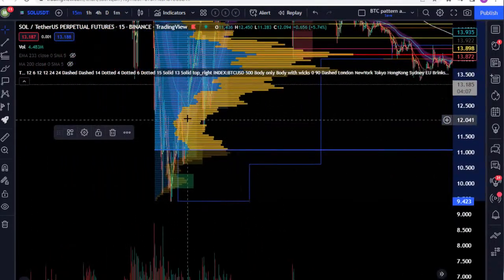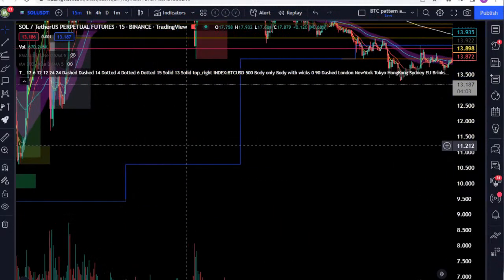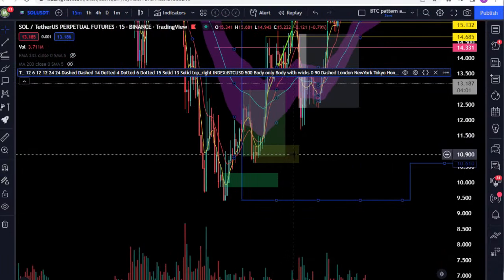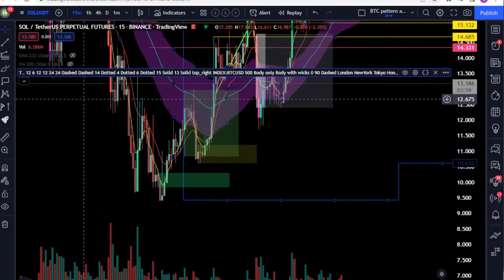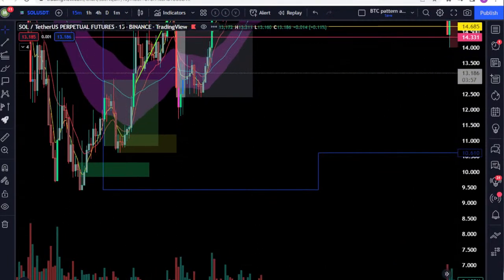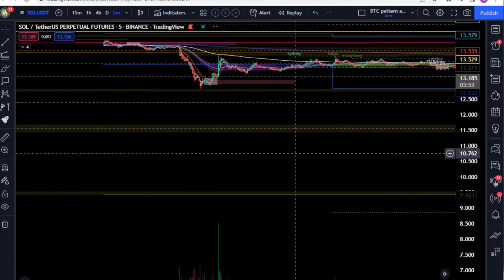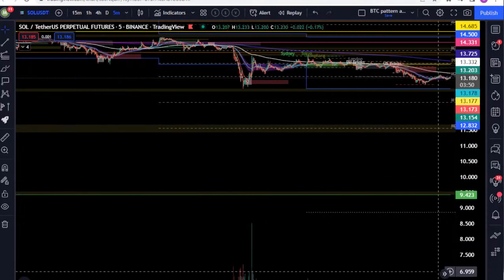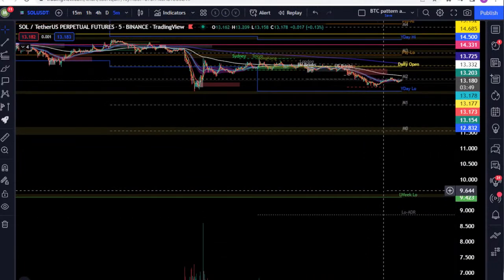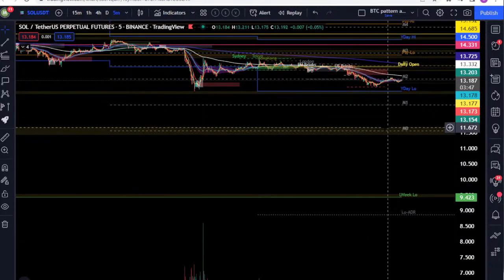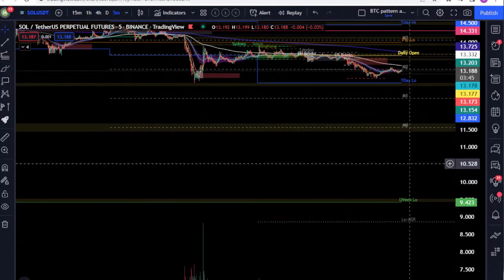No vectors? That's impossible. Let me hide this. Yeah, no vectors even on the 15-minute. Probably on smaller time frames you'll find vector zones for Solana. Let's see, do you have anything below 11? We have this at 9 and at 11, so that's on the 5-minute time frame.